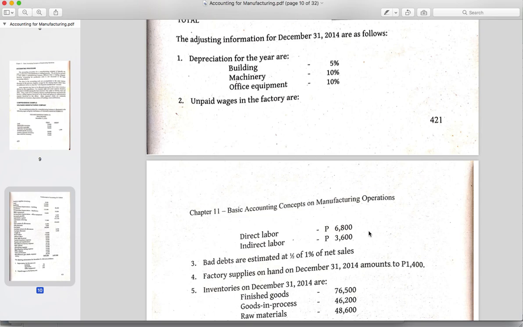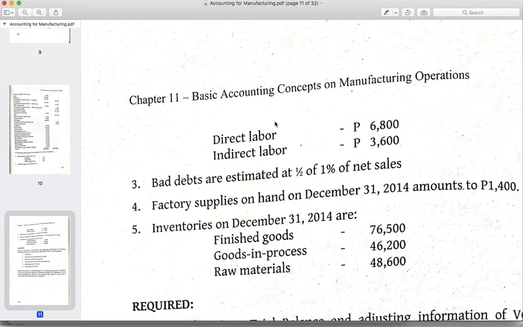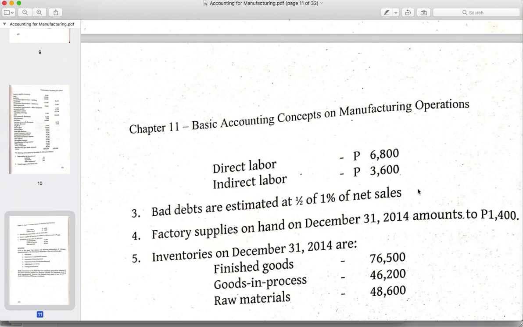Ito yung sinasabi ko, what if the company is using direct labor and indirect labor accounts? Kapag mag-recognize ka ng direct labor, di ba dapat debit work in process, credit cash or accounts payable, and then pag indirect labor naman, debit factory overhead, credit cash or accounts payable? Yun dapat. Pero dito, class, pag pinansin nyo, hindi sila gumagamit ng work in process at factory overhead. Gumagamit sila ng account na direct labor and indirect labor.